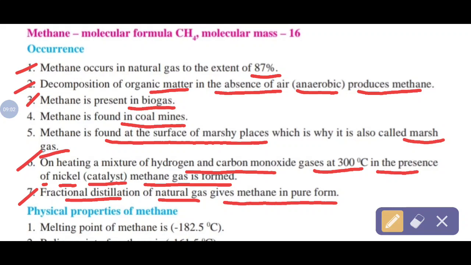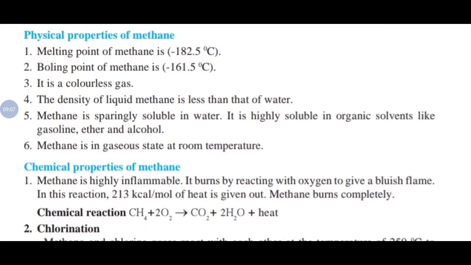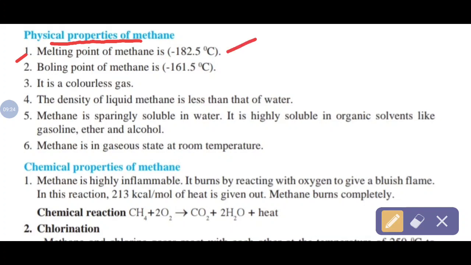All are getting? Next. The question asked on the next topic is, what are the physical properties of methane? How many properties are given here? Total 6. First one, the melting point of methane is minus 182.5 degrees Celsius. Second, the boiling point of methane is minus 161.5 degrees Celsius. Third one, it is a colorless gas, meaning no color.